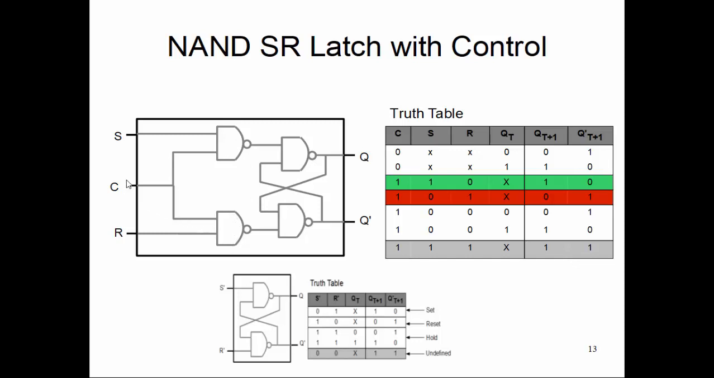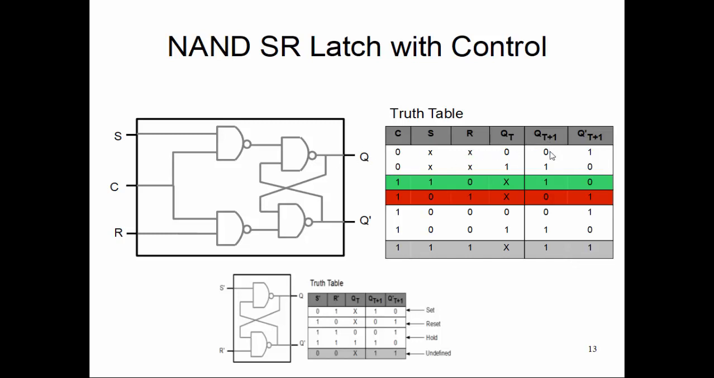Okay, so C is a common signal, but common is not the origin of the name C. I will explain it later, why it is called C. You can right now think of it as a control signal, and its functionality is just like this. If C is held at 0, that means no matter what the value of S and R, it's don't care, if Qt was 0, Qt plus 1 is 0. If Qt is 1, Qt plus 1 is 1.